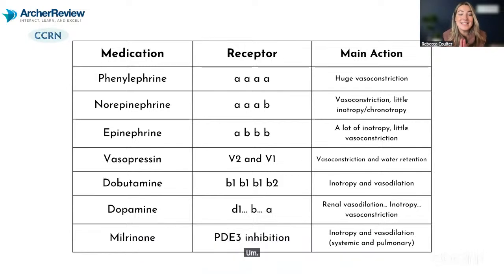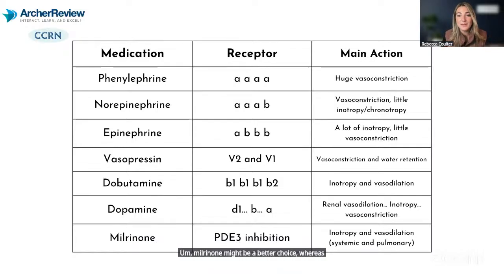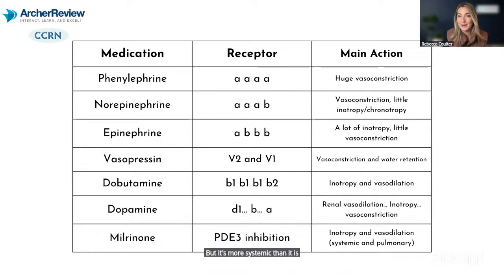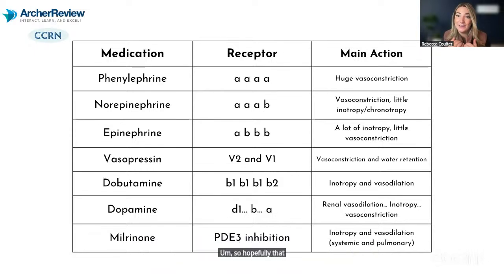What I will say is I have seen milrinone more for that right-sided heart failure. So if we have a PA cath in place and we've got evidence for increased pulmonary artery pressure, milrinone might be a better choice, whereas dobutamine is going to also cause vasodilation, but it's more systemic than it is pulmonary. So that is when I've seen that differentiation, and I was really able to wrap my head around it a little bit better than when some providers just prefer one drug over the other. So hopefully that helps.